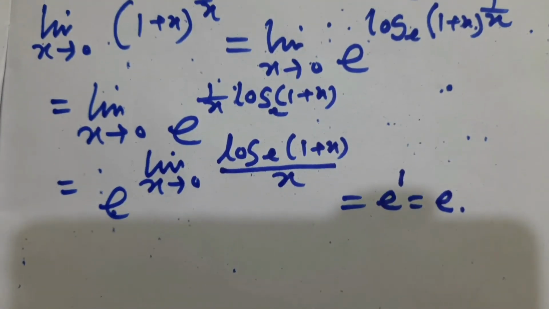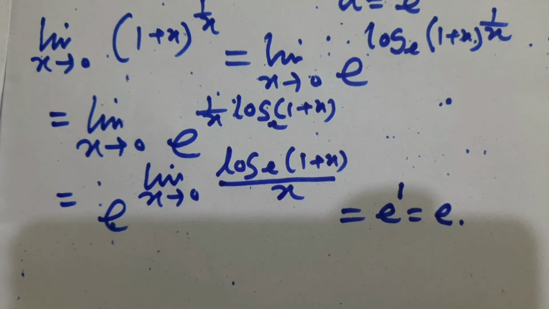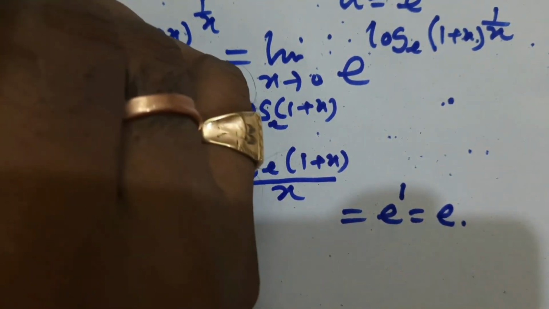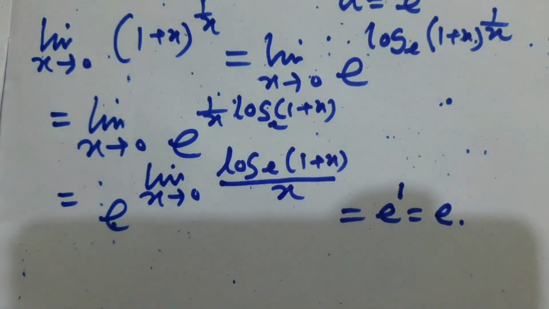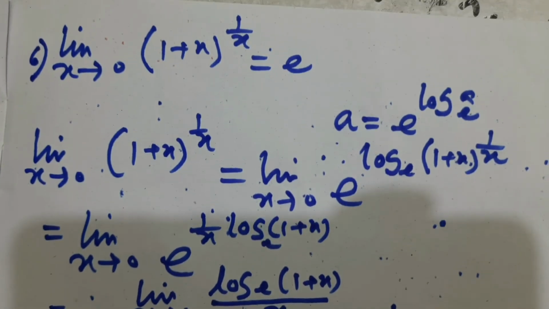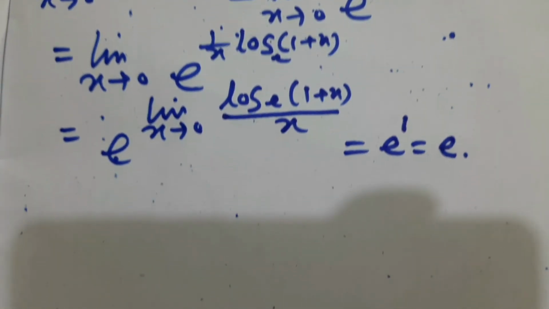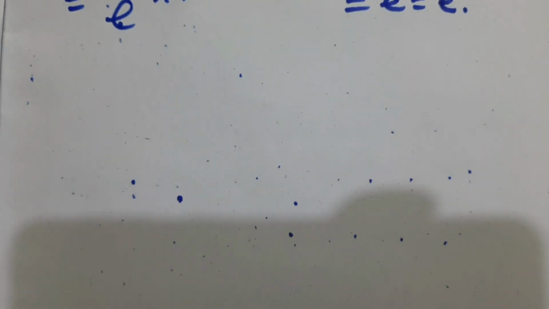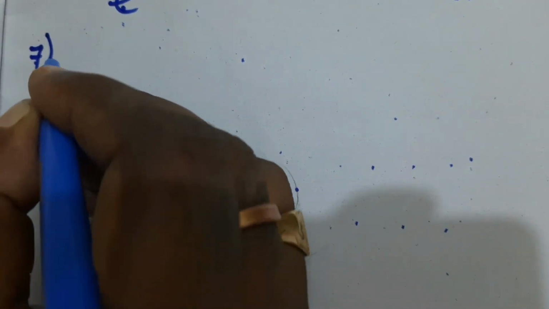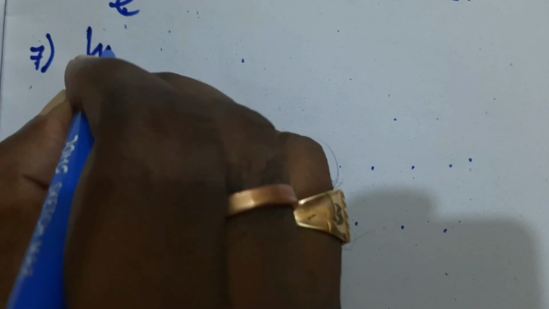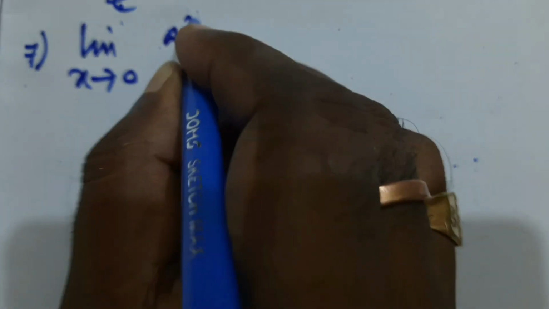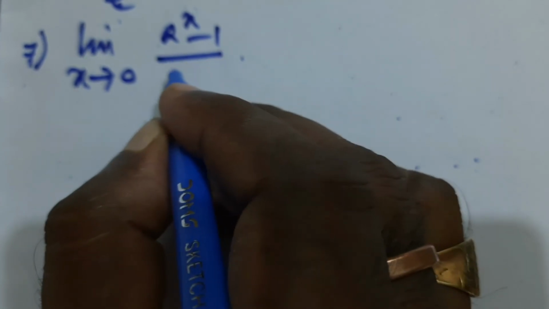And this is here 6. Now here is 7, that is limit x tends to 0, (a to the power x minus 1) by x.